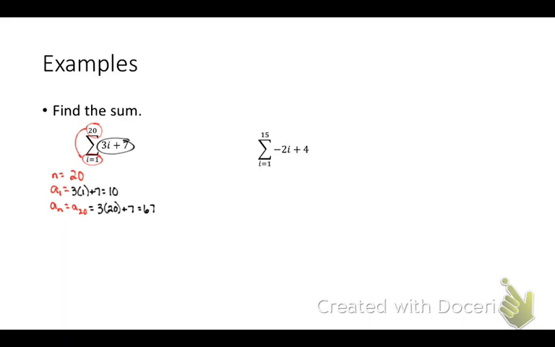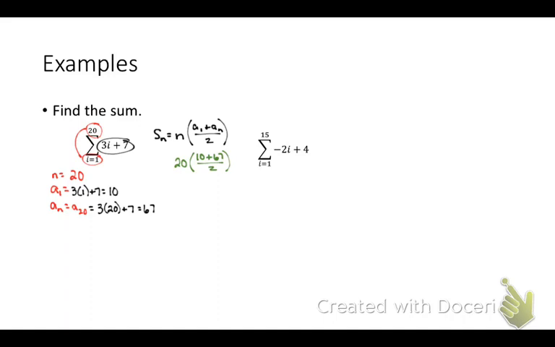Is everybody good on how I got 67, 10, and 20? Okay. So then, I'm going to go to my formula. S sub n is equal to n times a sub 1 plus a sub n, all divided by 2. So, I'll go with 20 times 10 plus 67 divided by 2, and then really just becomes plugging everything in.